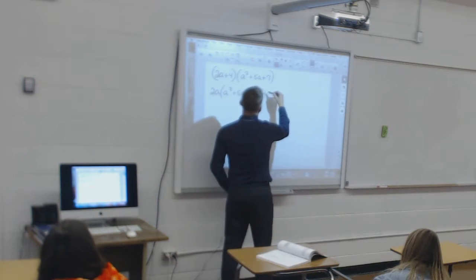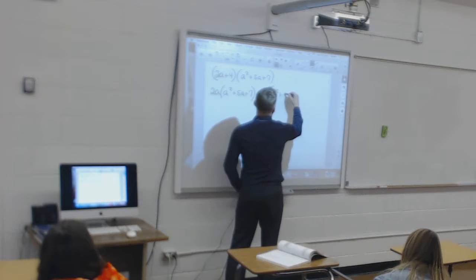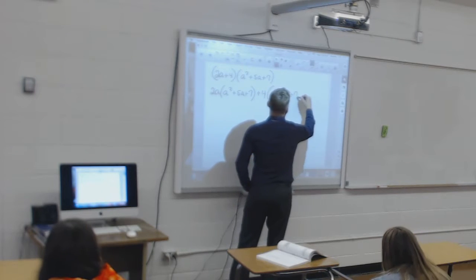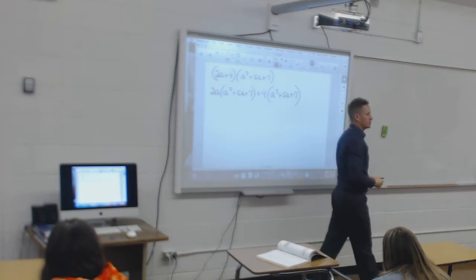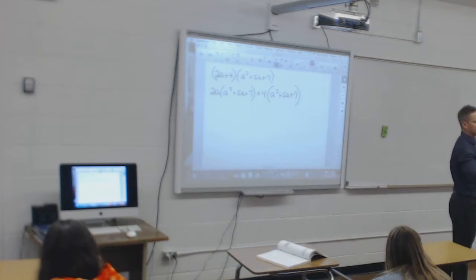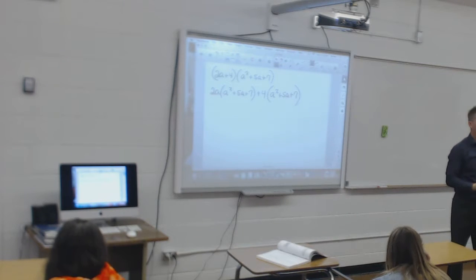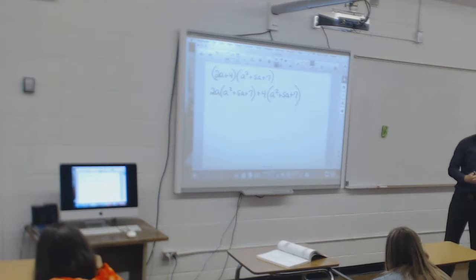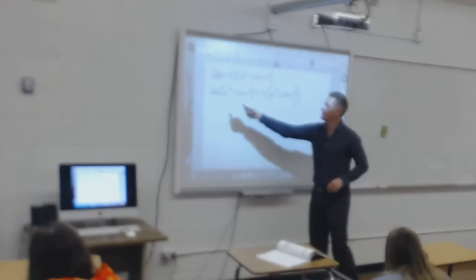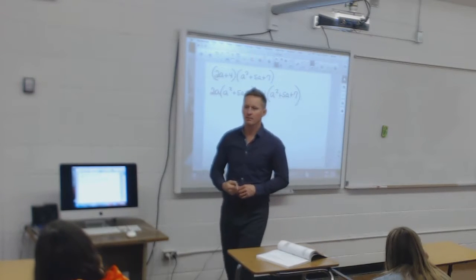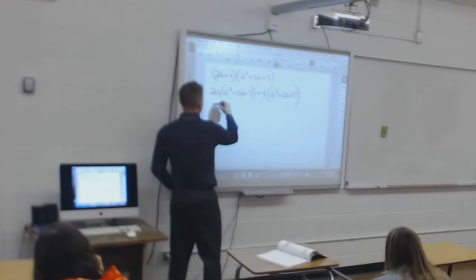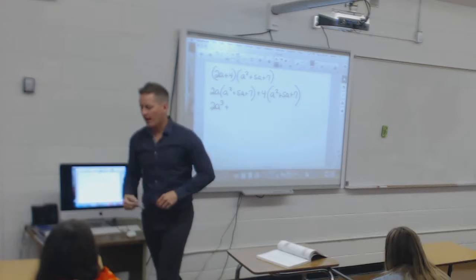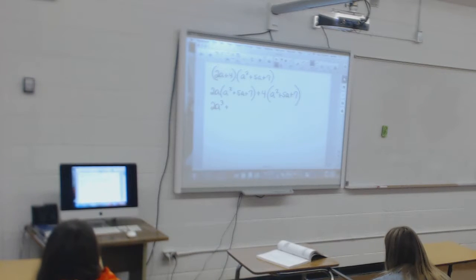And then I have 4 times all of that. So my second bracket doesn't change. My first bracket, I split it up. We okay so far? All right. What is 2a times a squared? 2a cubed. It's 2a cubed. 2a times 5a? 10a squared.